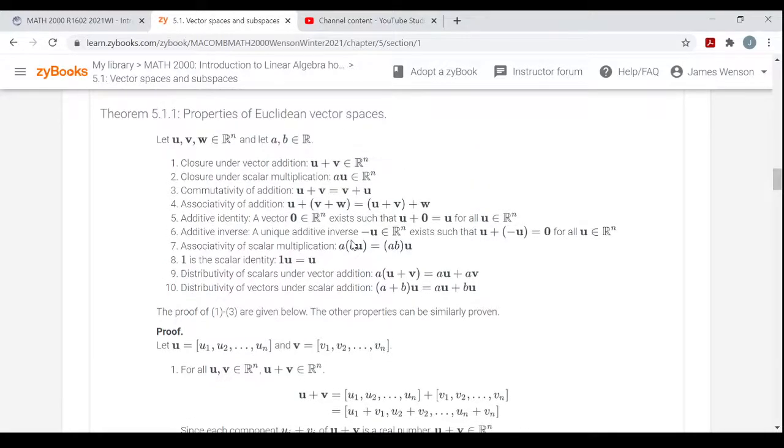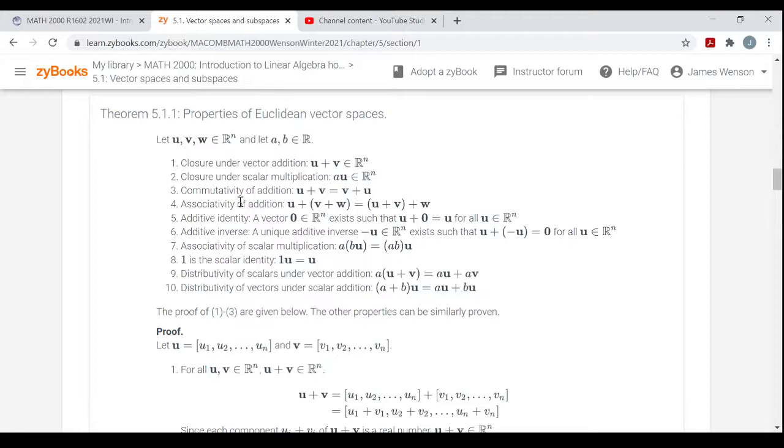So like I said, all 10 of these properties need to hold, need to be true for your vectors and your scalars, and the way scalar multiplication is defined, the way vector addition is defined, in order for your set of vectors to be considered a vector space.